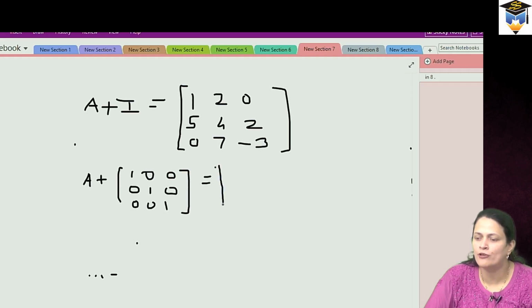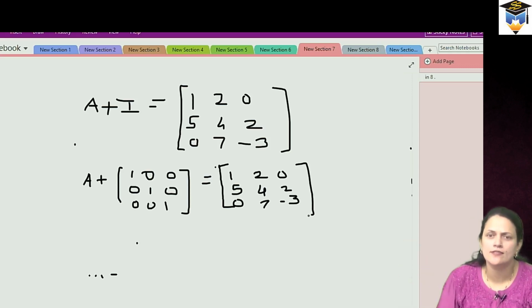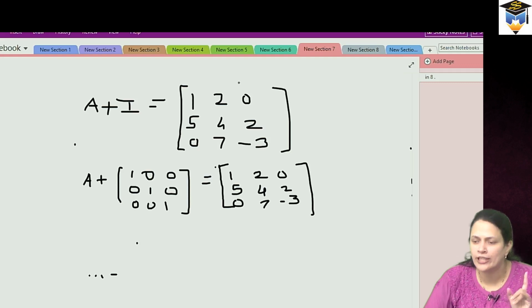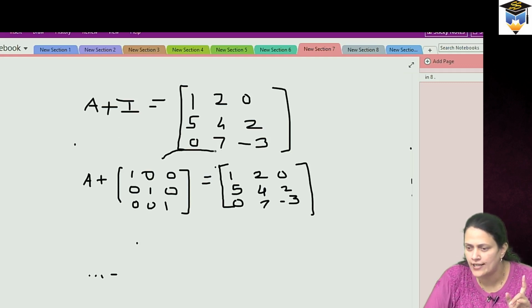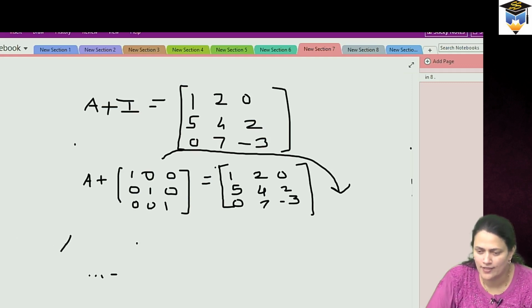Because you have to find out matrix A. Matrix A is not given to you. You will have to find out the answer, correct? So 0 7 minus 3. The right hand side will be as it is. Now we have to find out matrix A. So what do we need to do? We need to shift this entire matrix to this side.